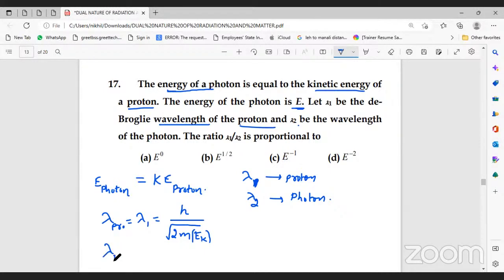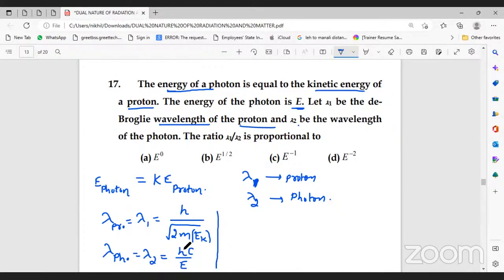What is the wavelength of the photon? That is lambda 2, that is h divided by momentum. What is that momentum? P, or you can take it as hc by lambda. So lambda will be equal to hc divided by E. This is for photon.